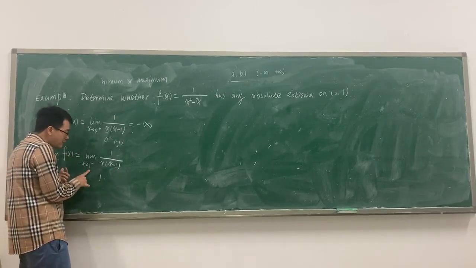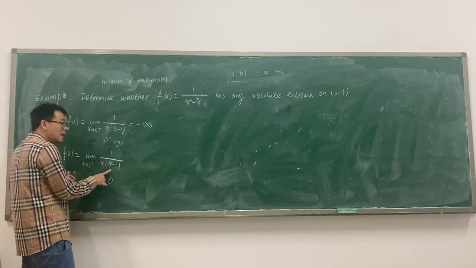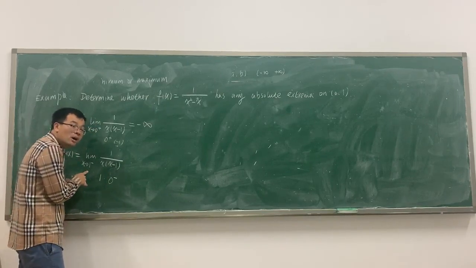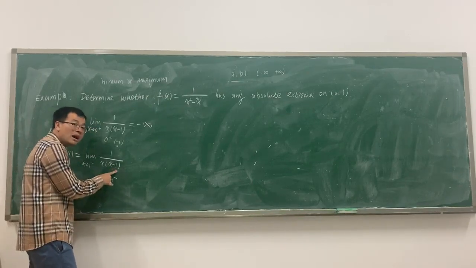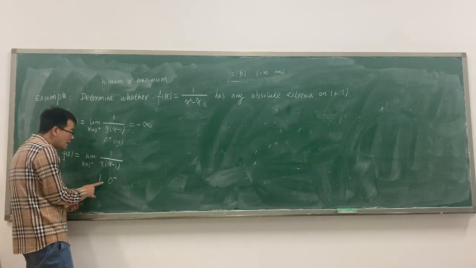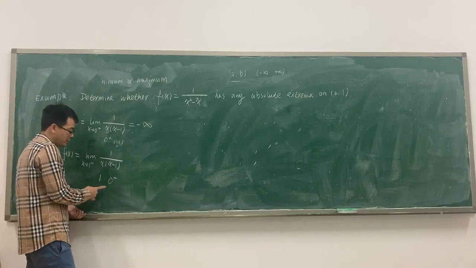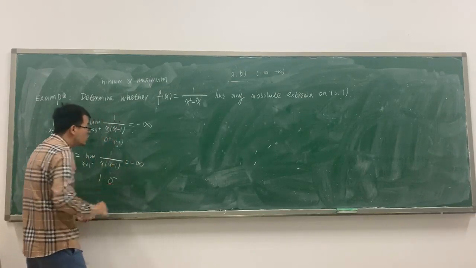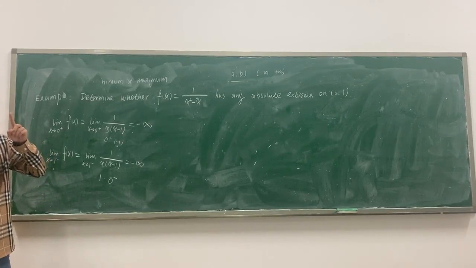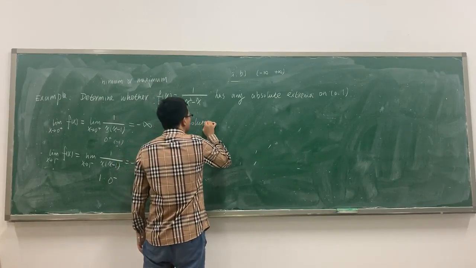x approaches 1 from the left, so x minus 1 approaches 0 from the left, because x is less than 1, so x minus 1 is less than 0. So 1 over 0 from the left is minus infinity or plus infinity? Minus infinity. So the left limit is minus infinity and the right limit is minus infinity. So the function has a maximum, an absolute maximum.